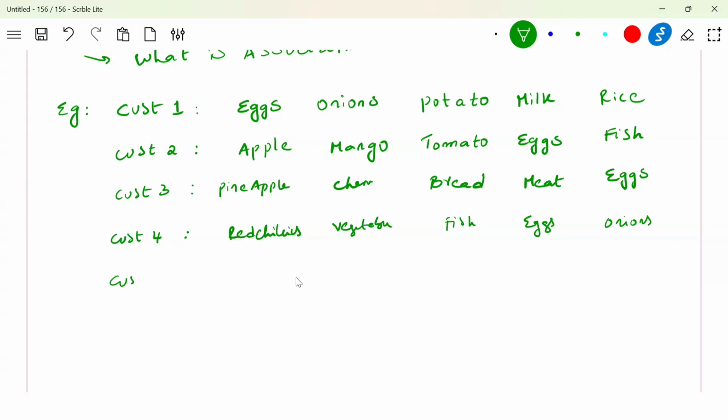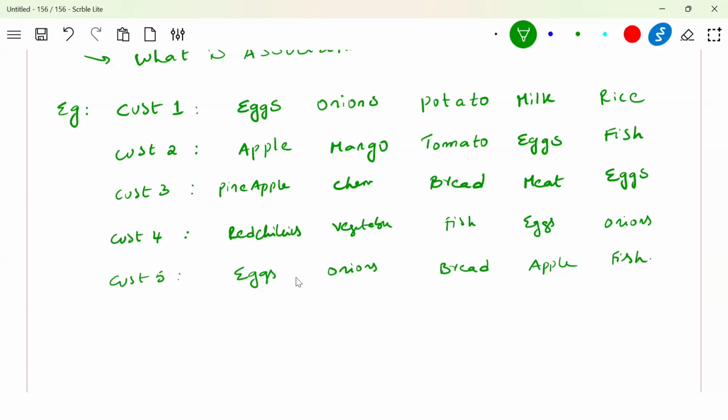Next, another customer. So another customer, he has purchased eggs, onions, bread. Okay. So he has purchased apple and fish. Okay. So this is the data. This is the data of the customers, what they had purchased.